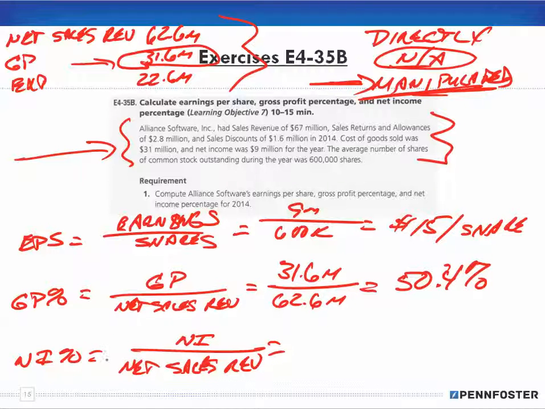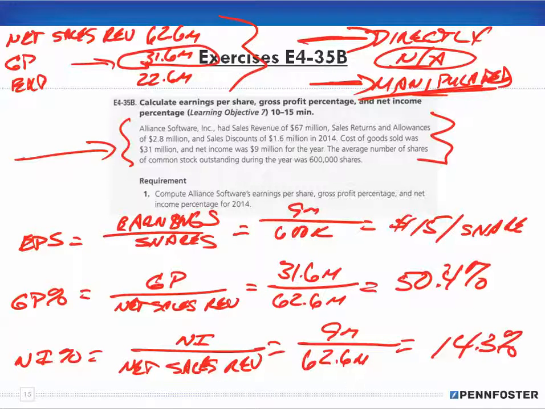Now, when it comes to the net income, I'm being told what my net income is, 9 million. That's information that's directly used. But again, the sales revenue has to be manipulated. I have to actually figure out that number. And so when I get the 9 million divided by 62.6 million, I end up with 14.3%.